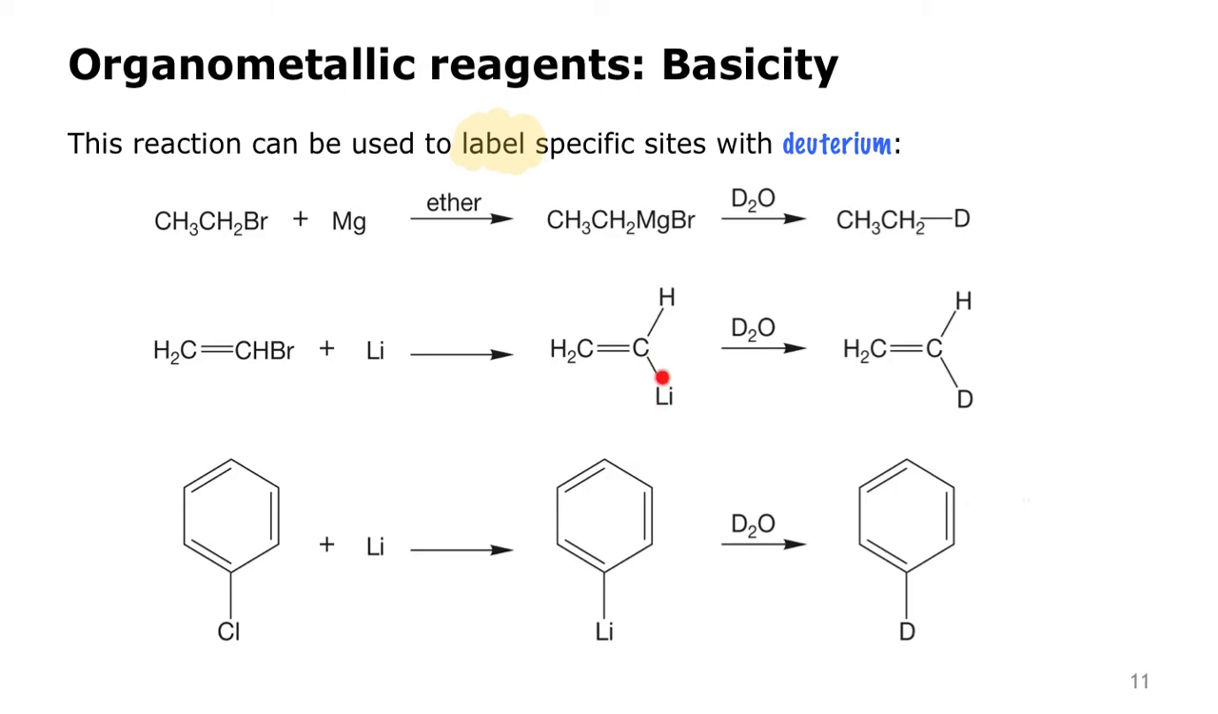In the same way, the acid-base chemistry introduces a deuterium here, now attached to our double bond. And finally, down here we start with this chlorobenzene compound, transform it into phenyl lithium, which would be the name of this compound, and react with D2O. We've introduced a deuterium, and so we have an isotope somewhere in the molecule.